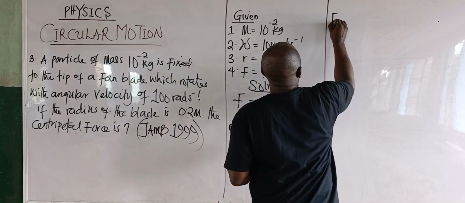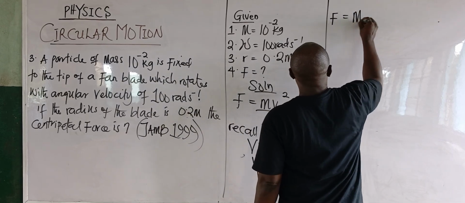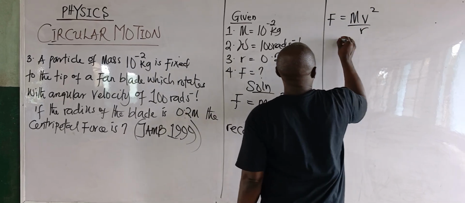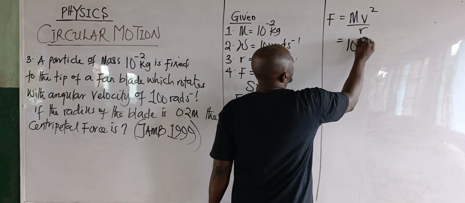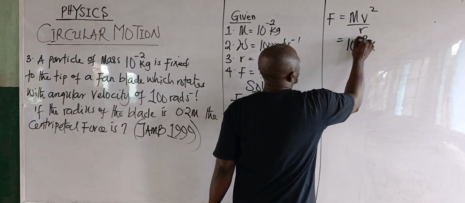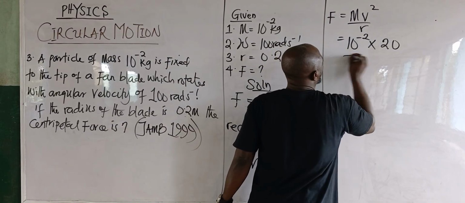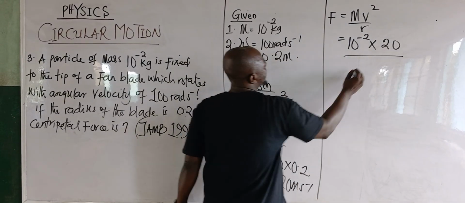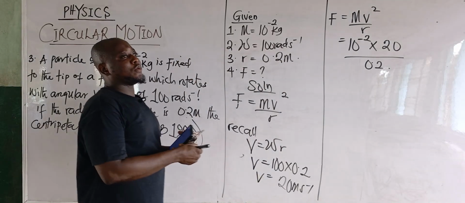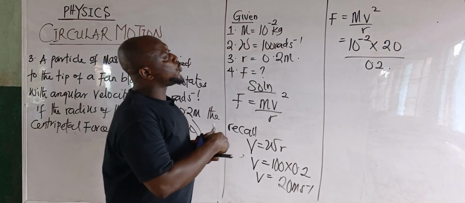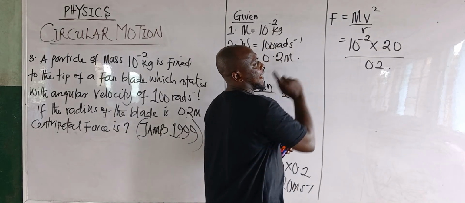So I'll come back to this point now, because we're looking for F, where we say mv squared over r. So what is my mass going for that? My mass is 10 raised to the power of 2 times, what is my value here now? Is 20 all over, what is my r here? Is 0.2. Here is 0.2. So what do we do in order to balance this?